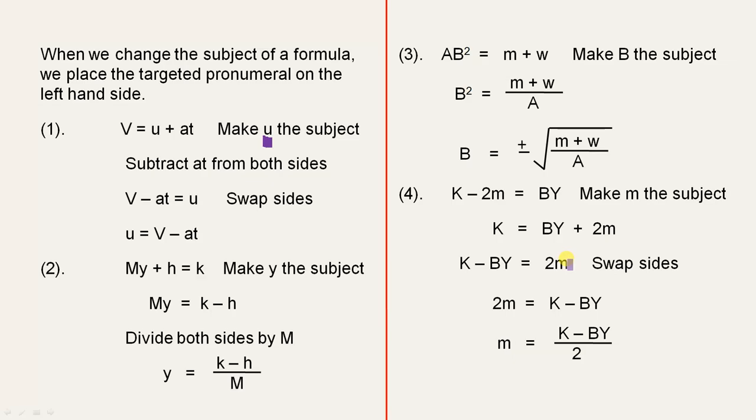Now what we do now is we subtract by from both sides. That gives us k minus by equals 2m. Because we're working towards having this m by itself. That's why we subtracted the by from both sides. Now we swap sides, the same as we did here. So we have 2m equals k minus by. And finally, if we divide both sides by 2, we have m equals k minus by over 2.